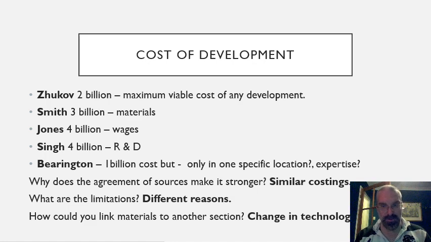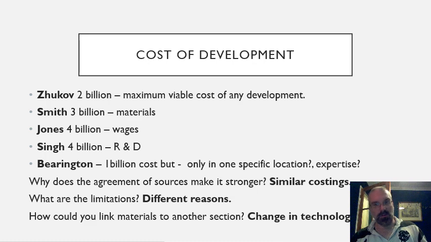Then we have a fourth theorist, Barrington, who says it would cost only $1 billion or pounds. Now, with our original idea that it would be too expensive, we've got some great examples and a great way of exploring it. So Smith, Jones, and Singh all argue that it would be too expensive. That's quite a powerful way of using it together.